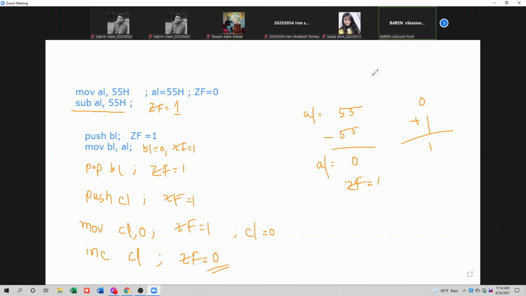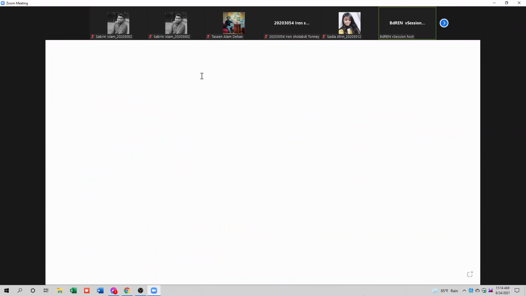Okay. So can you solve these two problems? Now, two arithmetic operations will be given. You have to find out what will be the value of the zero flag register after these two operations. So the first operation is move AX, which is a 16-bit register, 0FFFFH, then increment AX. After this operation, what will be the value of the zero flag register? You have to figure it out.